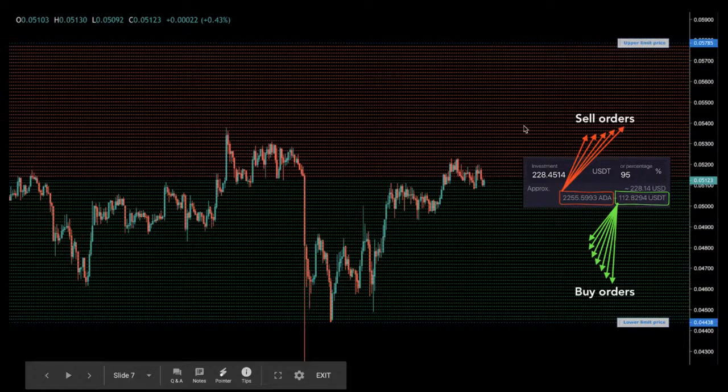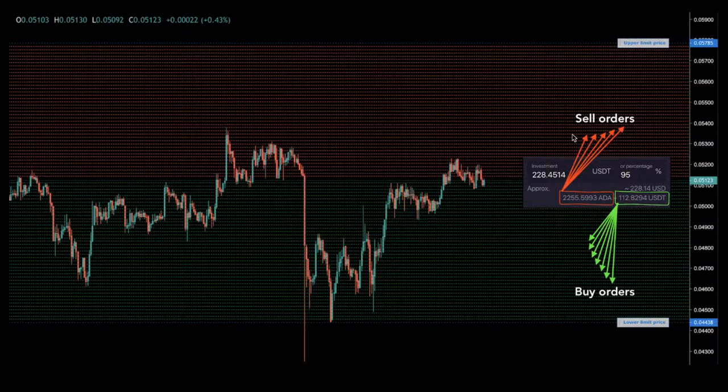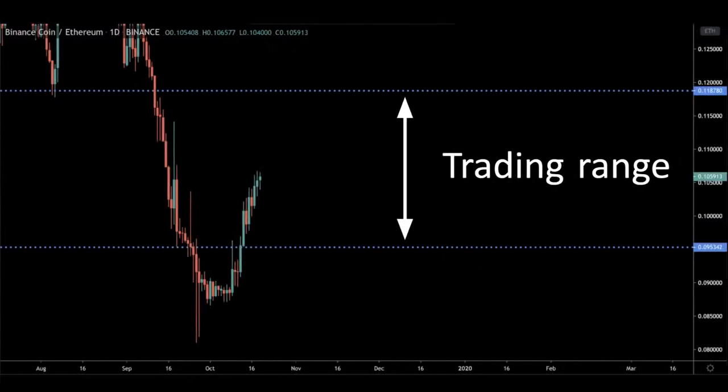And you can see that in order to set the trading bot, you must have enough of the base currency. In this case it's Cardano, and quote currency. So the quote currency is going to be used in our buy orders to buy the base currency, and our base currency will be used to sell it to USDT. All right, so here is how it works.